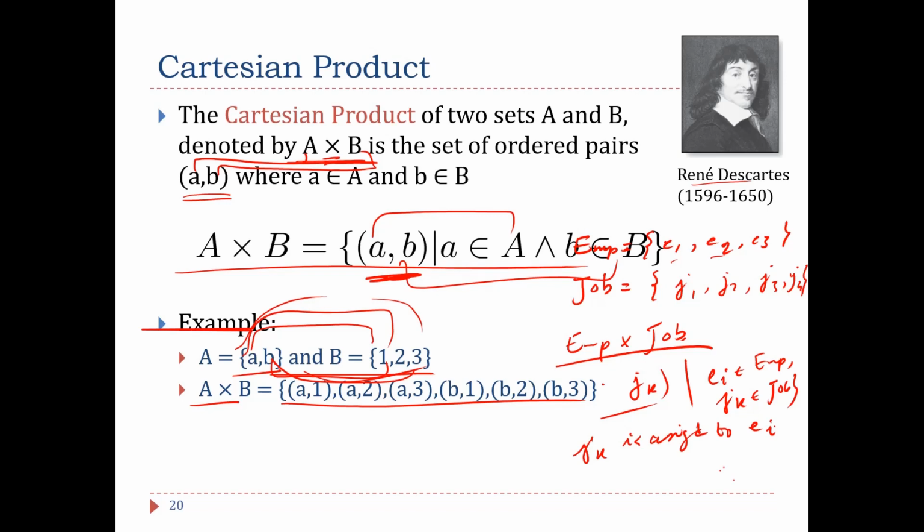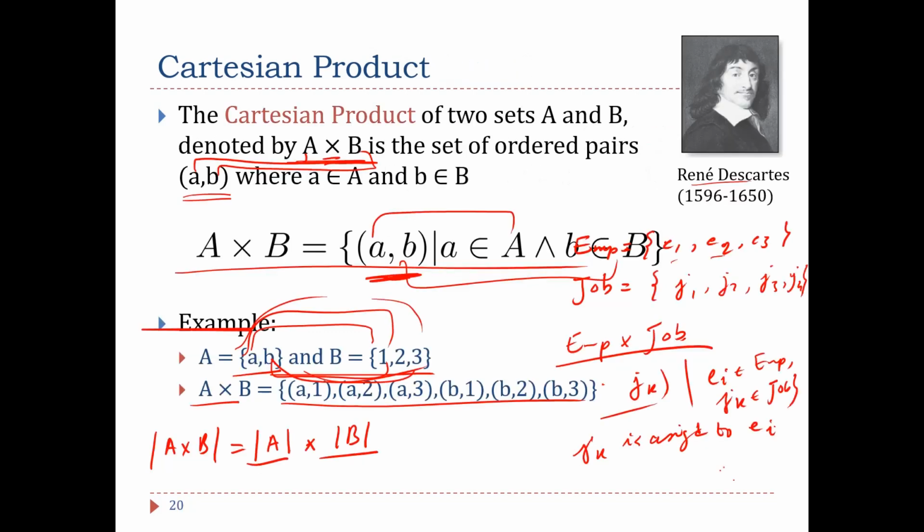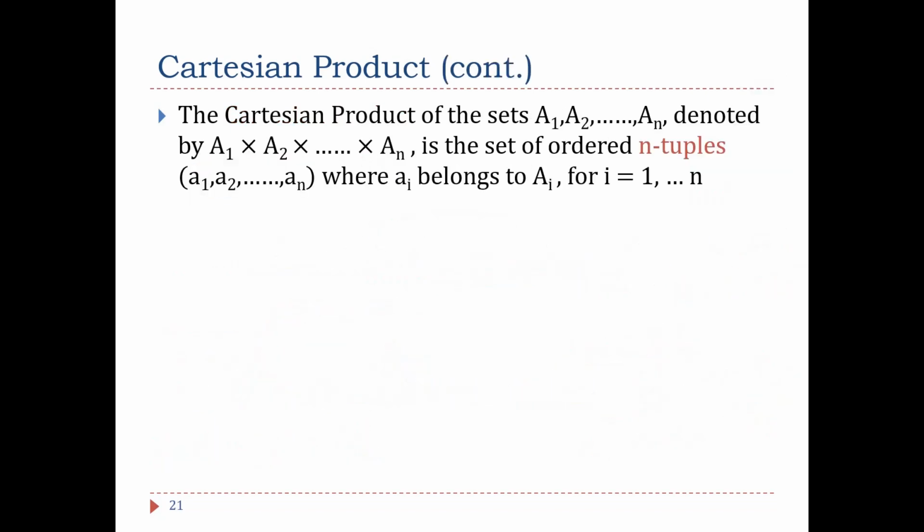And a noticeable remark is that if the size of A is equal to a certain value n and the size of B is equal to a certain value m, then the size of their Cartesian product is equal to the product of their sizes, n times m. We will use this property later on in the chapter corresponding to counting, so just keep it in mind.